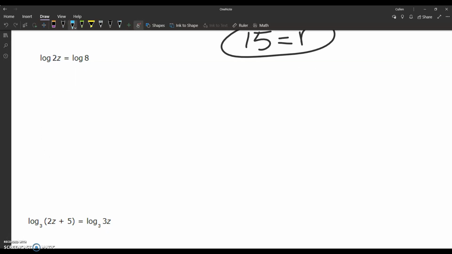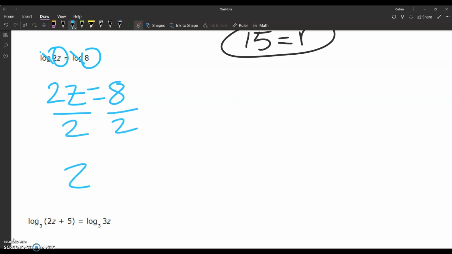And it's actually nice. When you have a log with the same base on the left and right side, you can actually cancel them out. So this is log base 10 on the left side, and it's log base 10 on the right side. Reminder, that's the understood base. What that means is I can just take what was inside my logarithms and set them equal to each other. So I'm going to do 2z and set it equal to 8. And then divide by 2 and solve that for z, and I get 4.